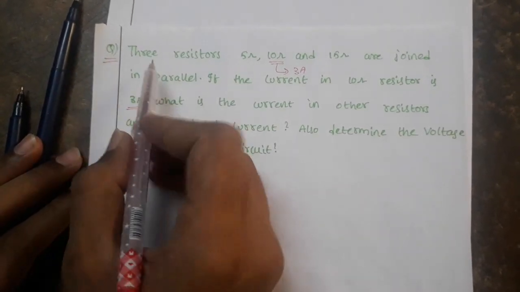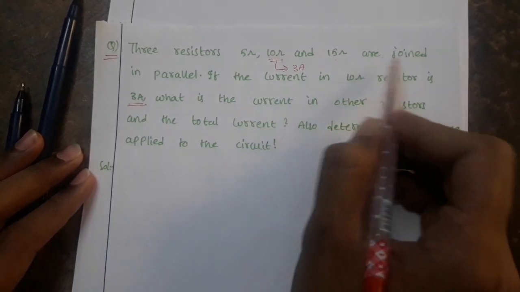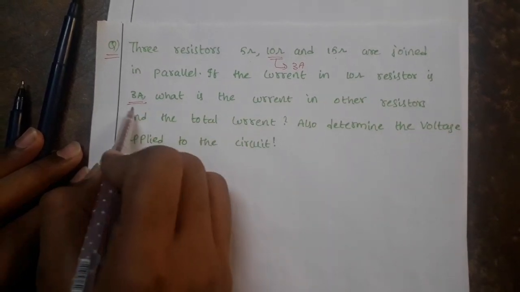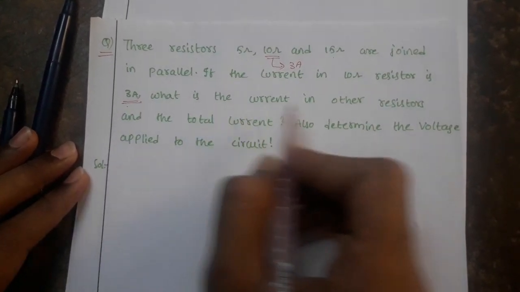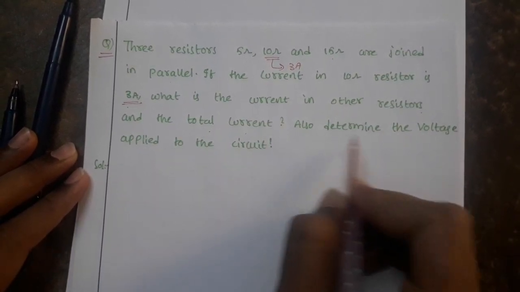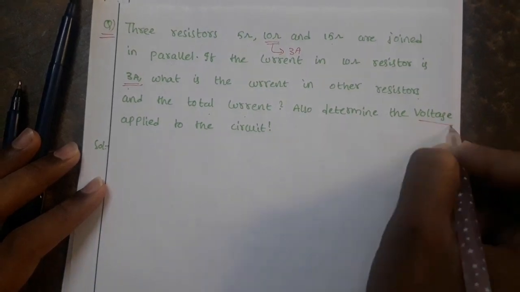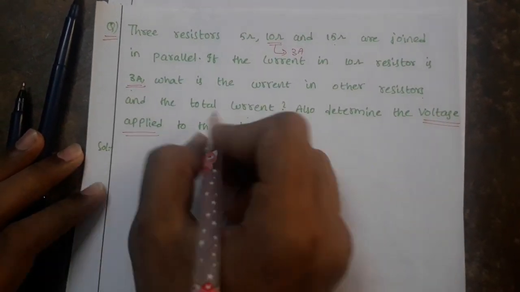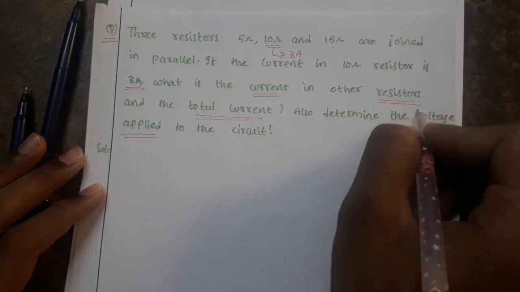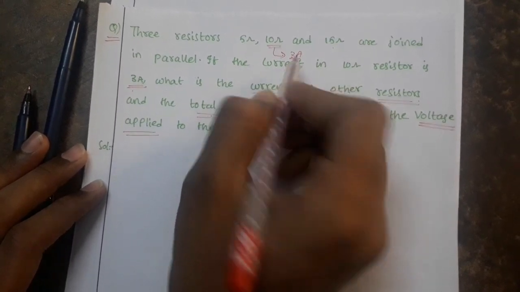Friends, for this question, three resistors 5 ohm, 10 ohm and 15 ohms are joined in parallel. If the current in the 10 ohm resistor is 3 ampere, what is the current in the other resistors, the total current, and also the applied voltage to the circuit? We have to find the applied voltage, the total current and the current in the other resistors. They have given the current through the 10 ohm resistor as 3 amperes.